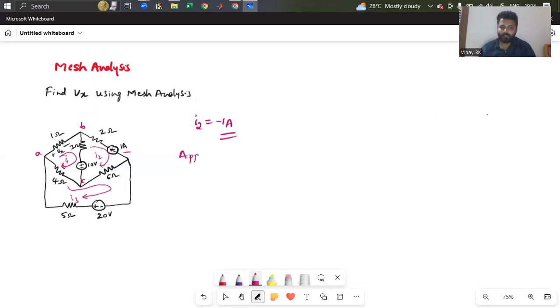Apply KVL to A, B, C, A in the given clockwise direction, so I'm considering that only. Before that, just see here Vx. This Vx has a polarity of plus and minus, and the current is also flowing from positive to minus in this loop. So I can write Vx which is given by 1 into I1, because it is following the same direction of current.